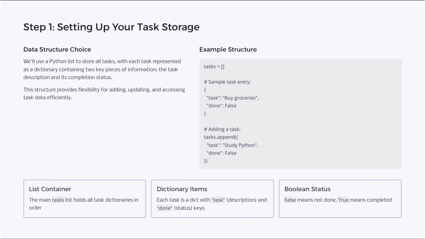We'll use a Python list to store tasks, each as a dictionary with task and done keys. This allows efficient task management. For example, buy groceries with done as false. To add a task, use tasks.append({"task": "study Python", "done": False}). This structure supports easy updates and access.